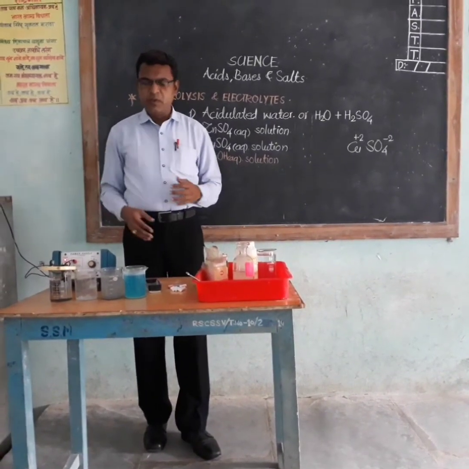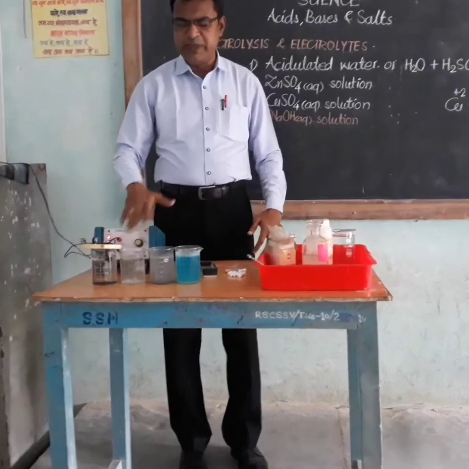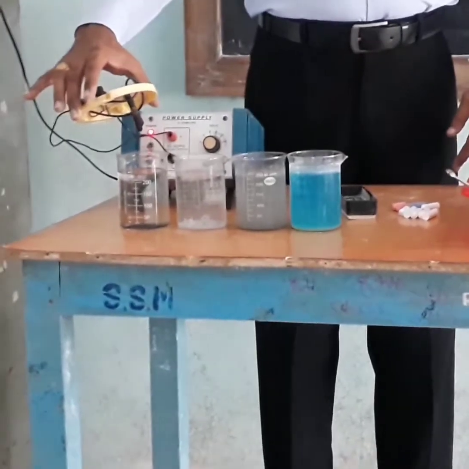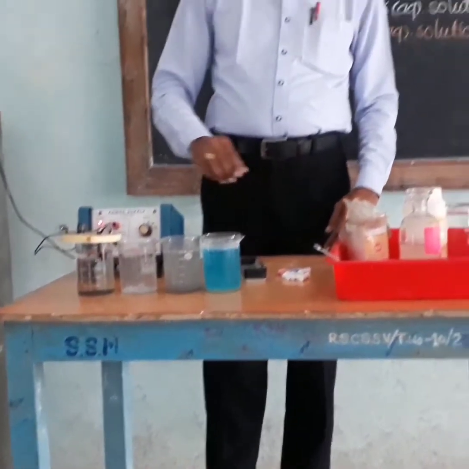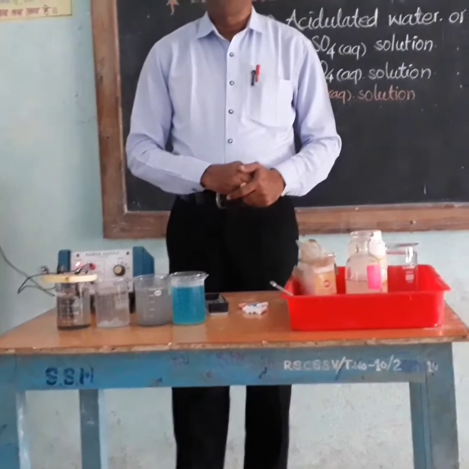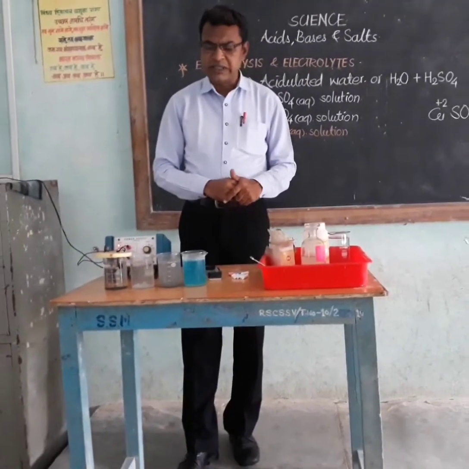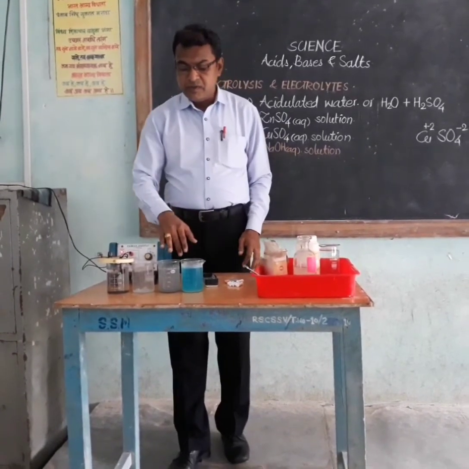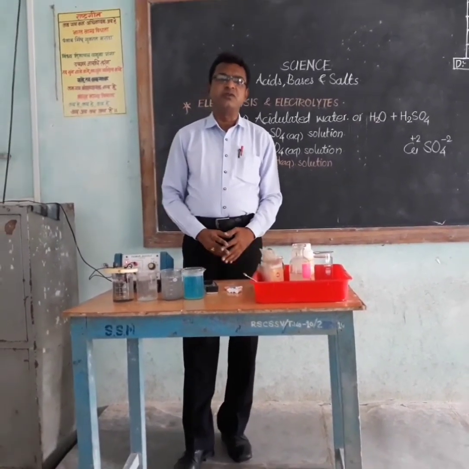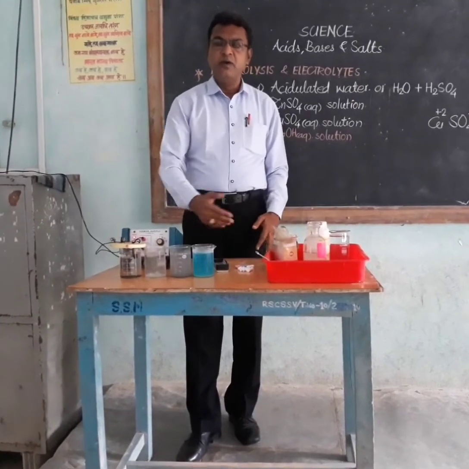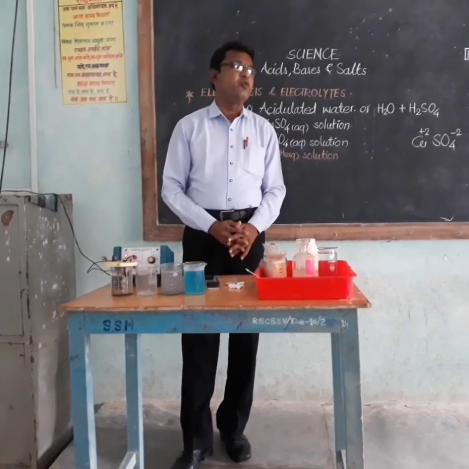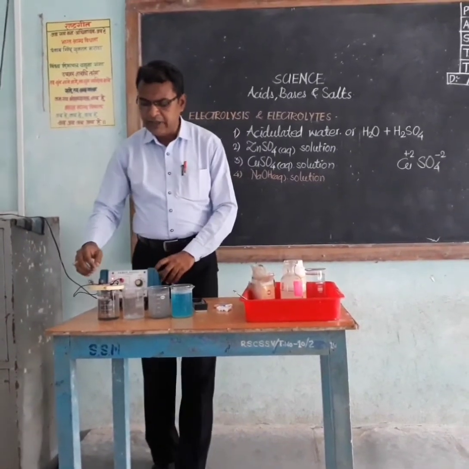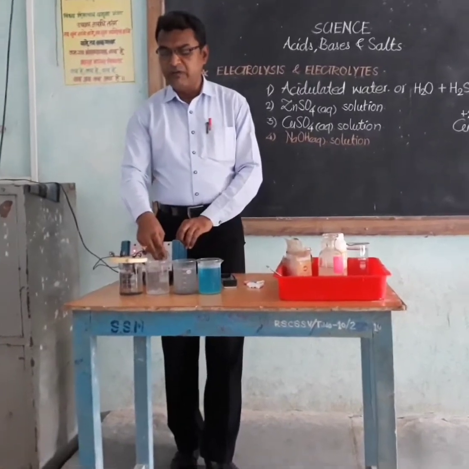For that purpose we have taken 4 solutions in these beakers. The first solution in the first beaker is acidulated water. In the next beaker we have taken aqueous solution of sodium hydroxide. In the third beaker we have taken aqueous solution of zinc sulfate, and in the fourth beaker we have taken aqueous solution of copper sulfate. Let us start the activity and let us see what will happen.